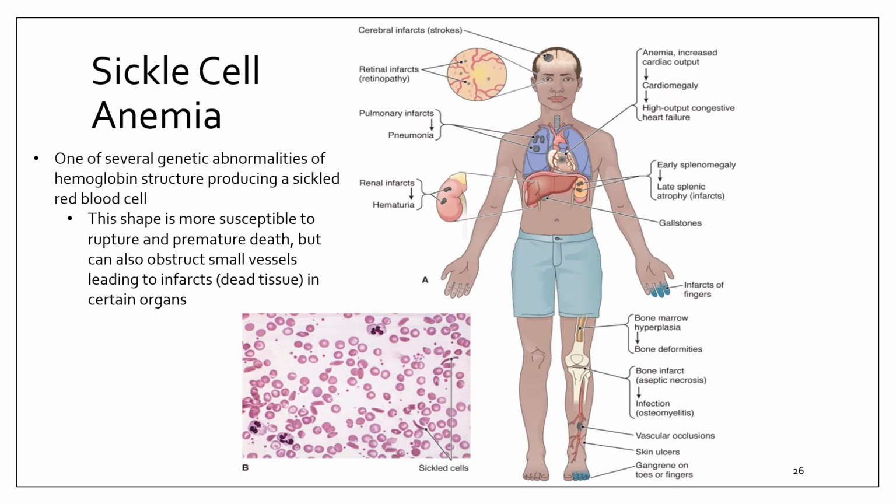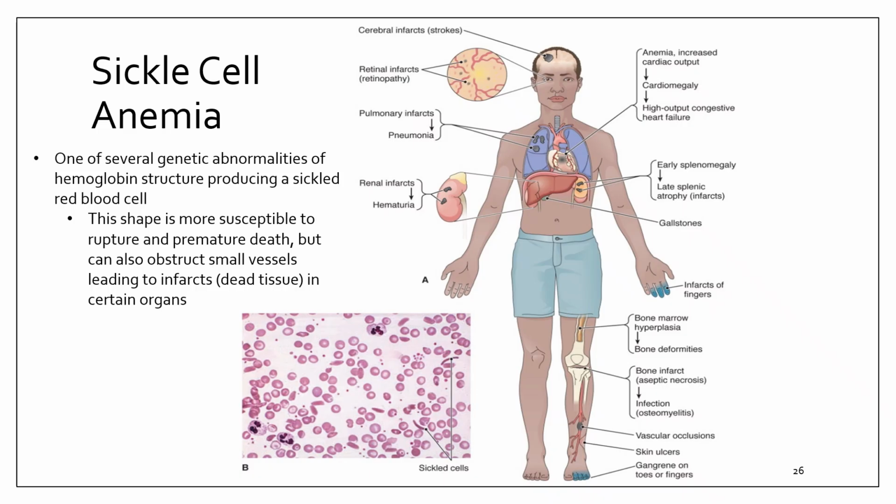So the normal red blood cell lifespan is approximately 120 days, and a sickled red blood cell lifespan is about 10 to 20 days. Because they are mechanically fragile, easily ruptured, and rapidly removed by the spleen, this constant destruction results in chronic hemolytic anemia.